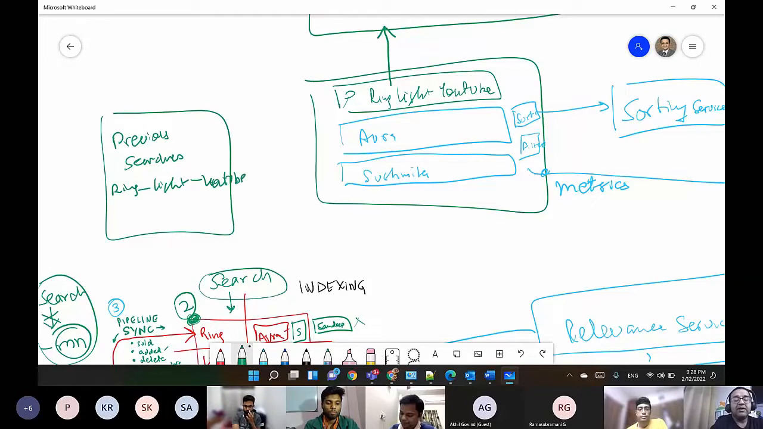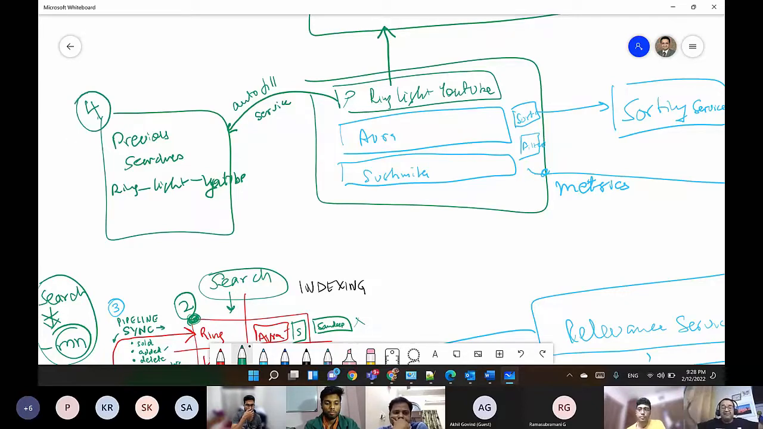And now guess what? When I'm typing, this service gets called, or this storage gets called, and let's call it the auto fill service. And this is my DB number 4 or cache. I'm not taking any terms.